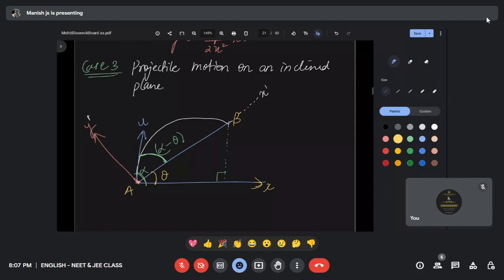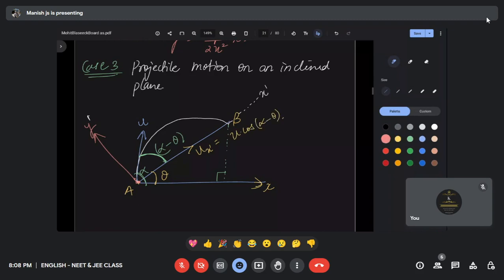It will be alpha minus theta. So what will be the x prime component of u? Ux prime can be written as u cos of alpha minus theta.